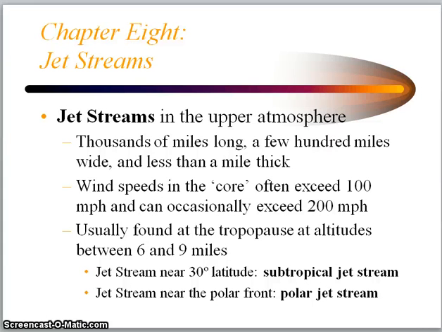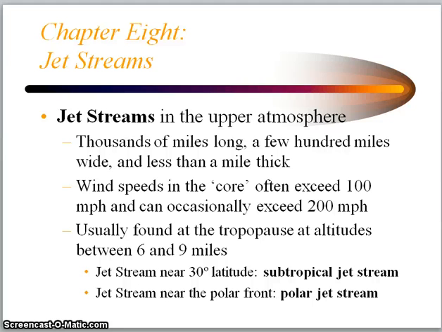The rivers of air above our head that travel very fast are called jet streams. They are thousands of miles long, a few hundred miles wide, and less than a mile thick, not very thick at all. Wind speeds in the core of these jet streams often exceed 100 miles an hour and can occasionally exceed 200 miles an hour. What this means is that on our windiest days here in the valley, often the jet stream is right over the top of our head.